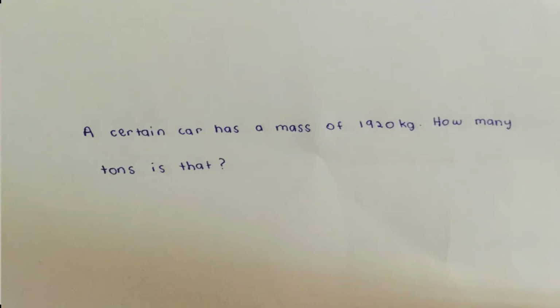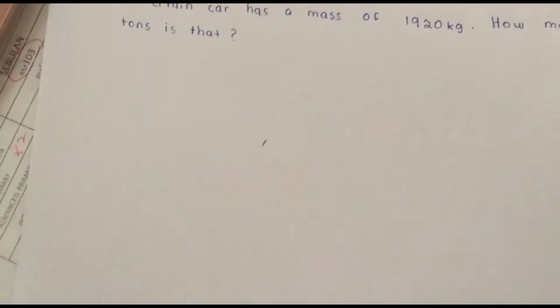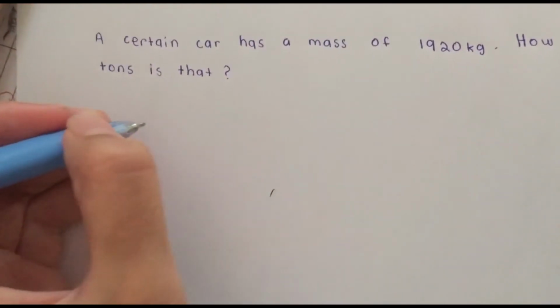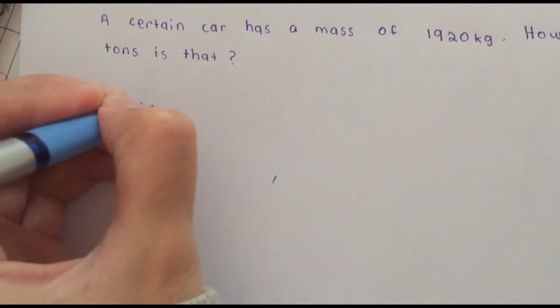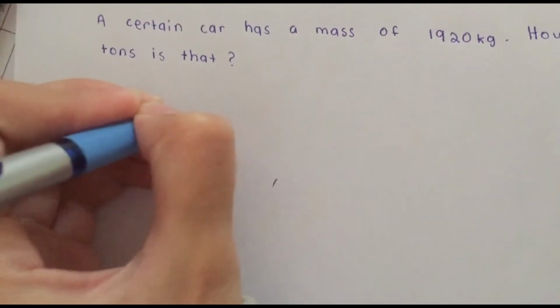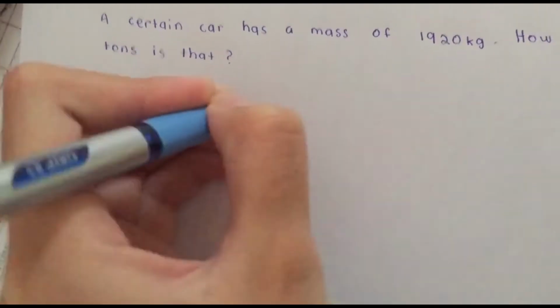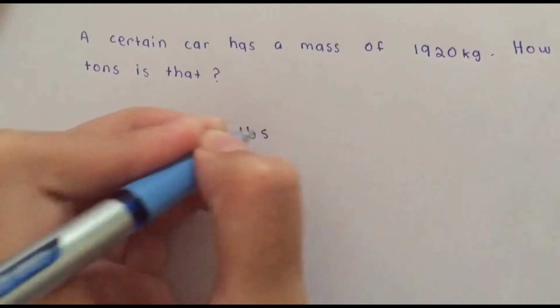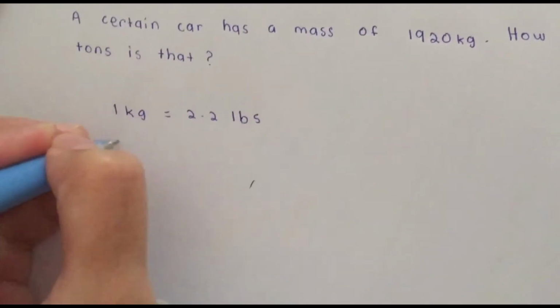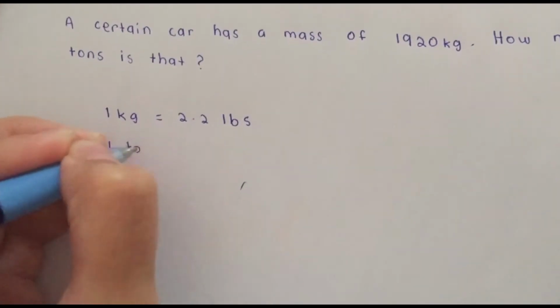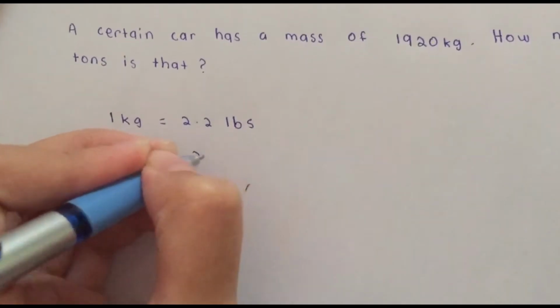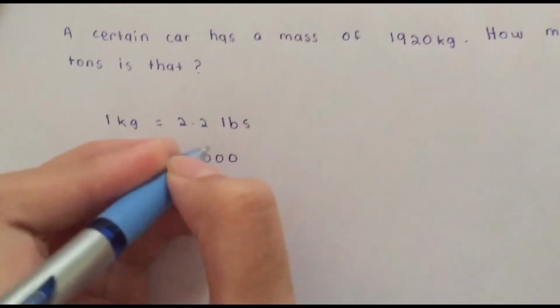So today, I would like to share with you a question regarding physical quantities and unit conversion. Here is the question. A certain car has a mass of 1920 kilograms. How many tons is that? As we know, 1 kilogram equals 2.2 pounds. And we also know that 1 ton equals 2,000 pounds.